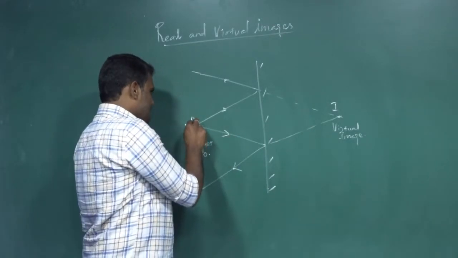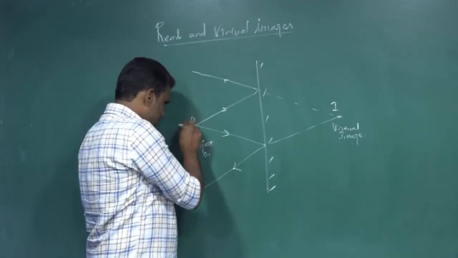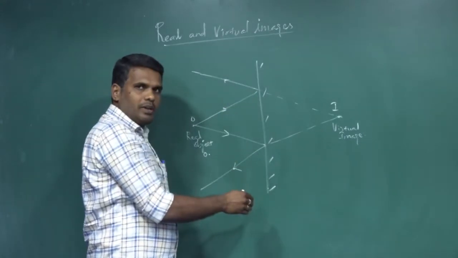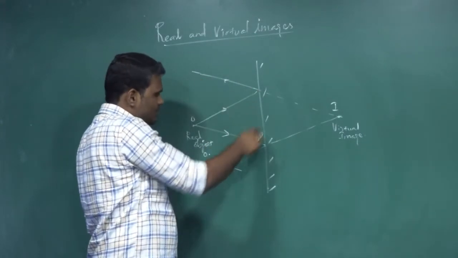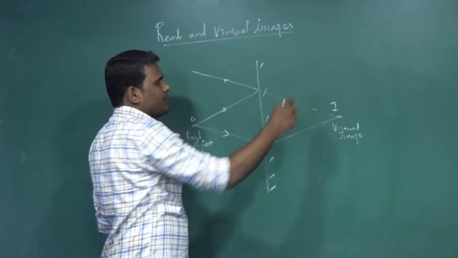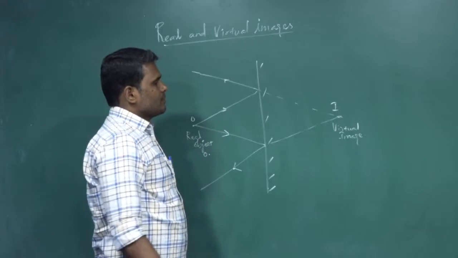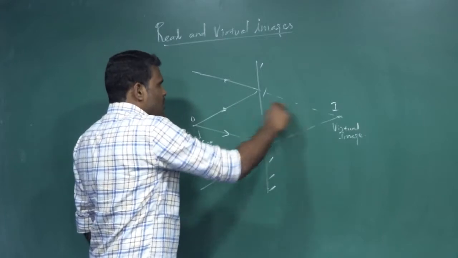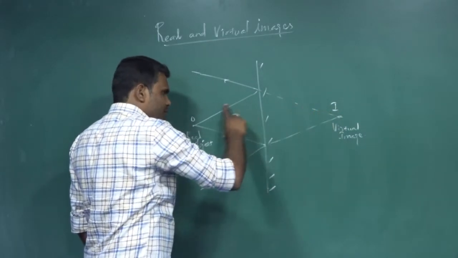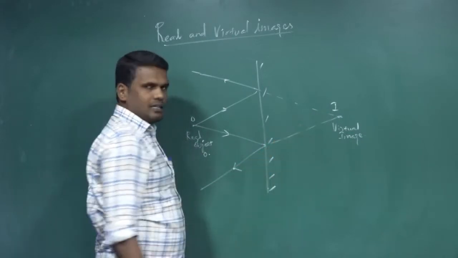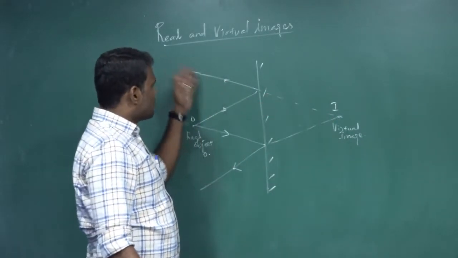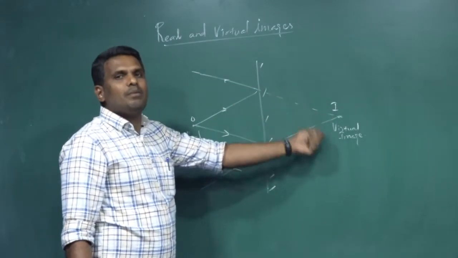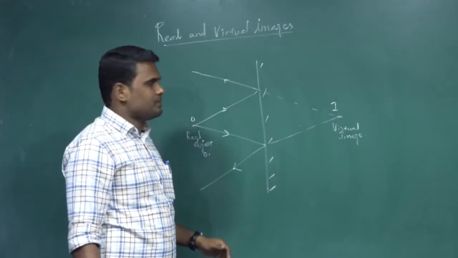So, a point O is considered to be a real object from where light rays are diverging out. They fall on the plane mirror. After reflection, they are still spreading out. When they are produced backwards, they meet at a particular point I behind the mirror. They are not actually diverging from this point; they appear to diverge. That's why I have shown dotted lines. The point from where the light rays appear to diverge behind the plane mirror is where the image is formed. We call it the virtual image.